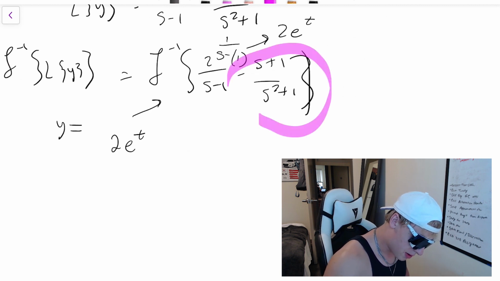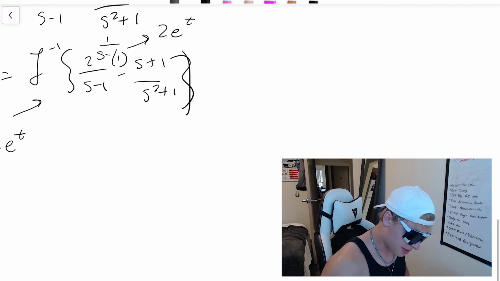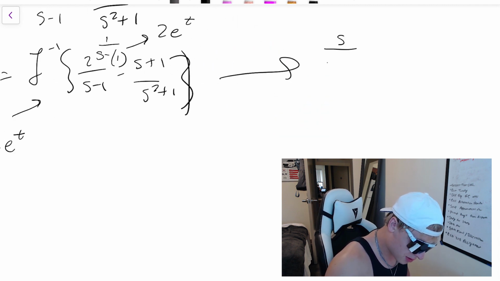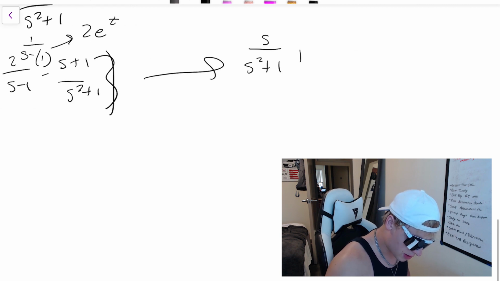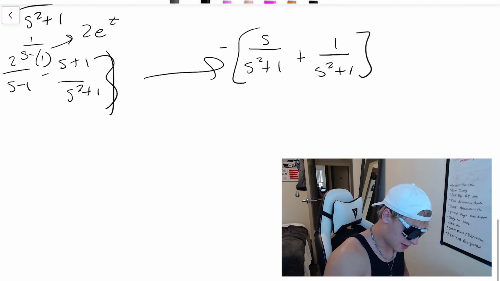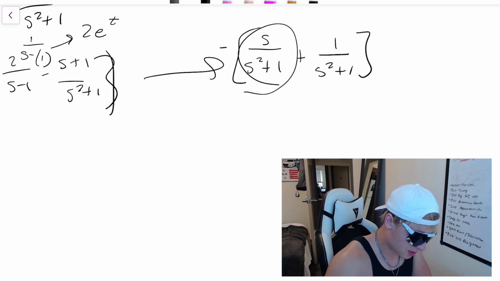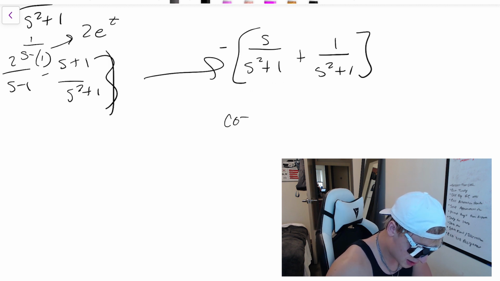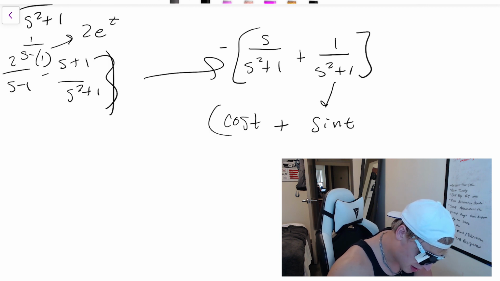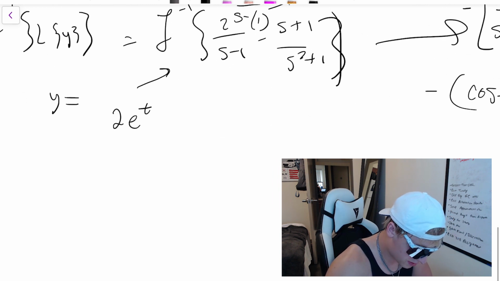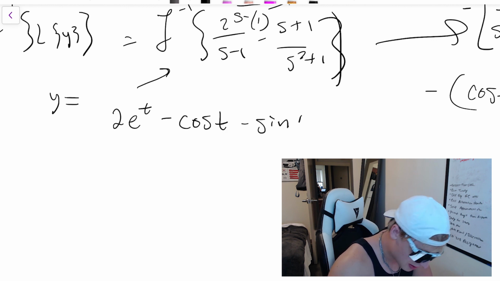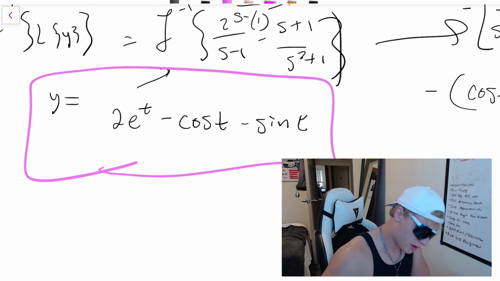And then this part here, we're going to break up into s over s squared plus 1, plus 1 over s squared plus 1. And remember, this is a minus times everything because of this minus over here. Now, if we look at our Laplace transforms, this is going to be equal to cosine t, and this is going to be equal to sine t. You have this here times the negative. Our final answer is going to be 2e to the t minus cosine t minus sine t. And that's how you solve it.